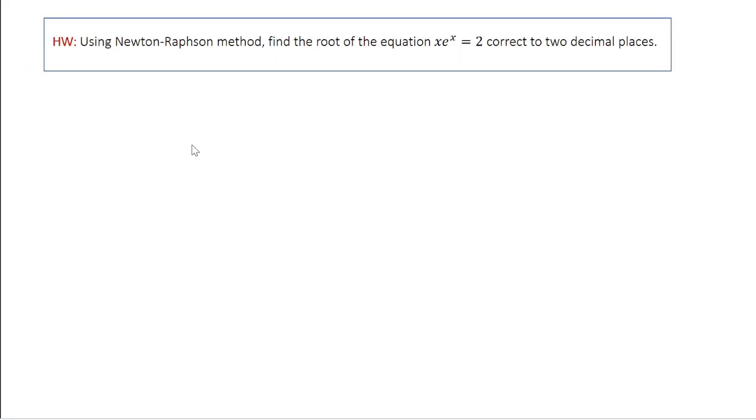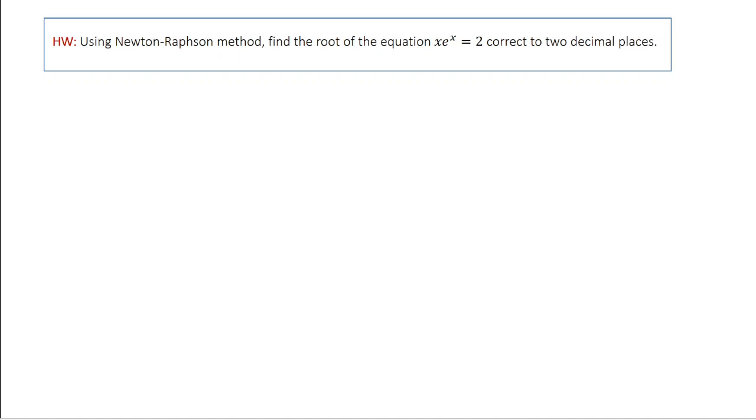There is an assignment for you. Using the Newton-Raphson method, find the root of the equation x e to the power x equal to 2, correct to 2 decimal places. First write f of x. f of x will be x e to the power x minus 2 equal to 0. You find f prime of x. Then you do 2 or 3 iterations and check the accuracy. If you're okay with the accuracy, you can stop there after 2 or 3 iterations. So that's an assignment for you.